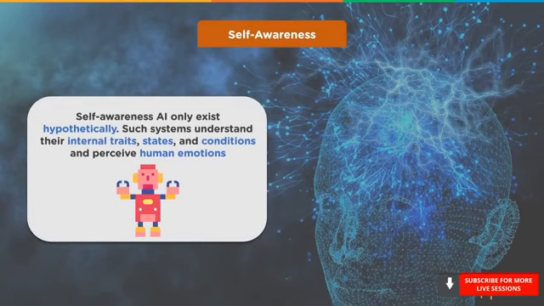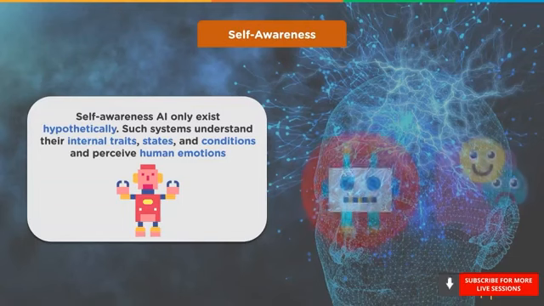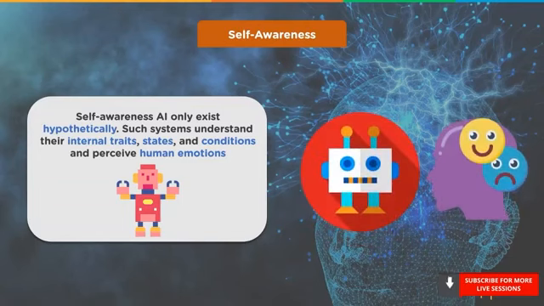Finally, we have self-awareness. Self-awareness AI only exists hypothetically. Such systems understand their internal traits, states, and conditions and perceive human emotions. These machines will be smarter than the human mind. This type of AI will not only be able to understand and evoke emotions in those it interacts with, but also have emotions, needs, and beliefs of its own. While we are probably far away from creating machines that are self-aware, we should focus our efforts towards understanding memory, learning, and the ability to base decisions on past experiences.